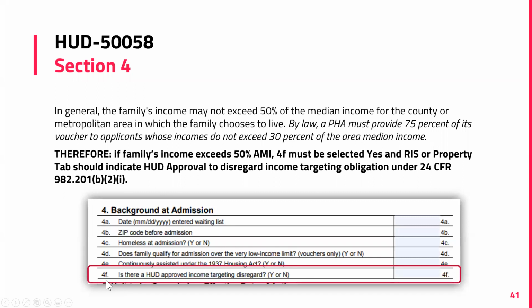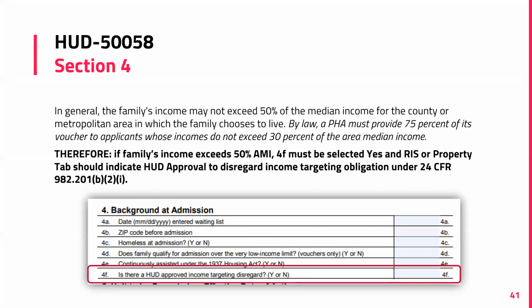What this particular box means is that it indicates HUD has approved for the PHA to pretty much say, I'm not going to care about that 75% rule. So if the PHA does not have that approval, that means a person exceeding 50% cannot actually move in, and they have to make sure that the 75% requirement is actually met.